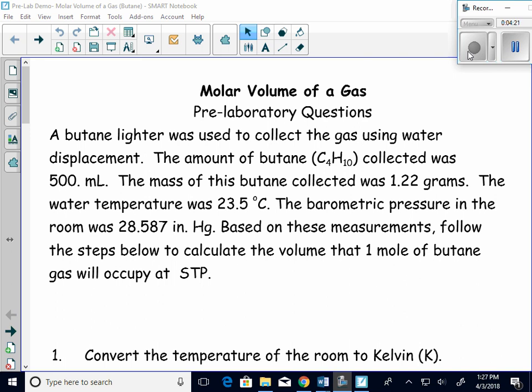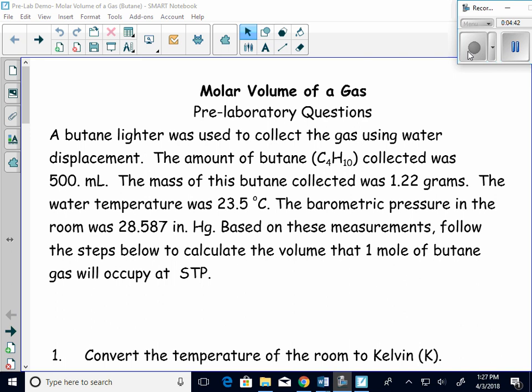The barometric pressure in the room was 28.587 inches of mercury. Now, it says inches of mercury, doesn't it? What was my chart we just discussed? Millimeters. Okay, so we're going to have to do some conversions there.